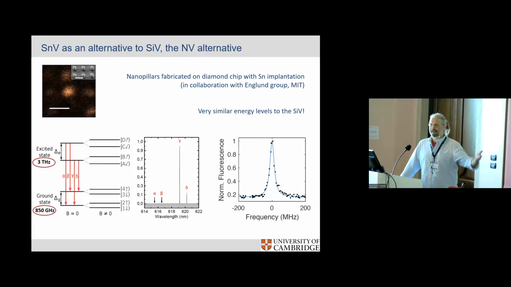And this is now an alternative to the SiV, which was an alternative to the NV. So this is how science progresses. We keep looking for new things. It has a very similar profile, as I mentioned. The ground state, however, is now split at 850 gigahertz.